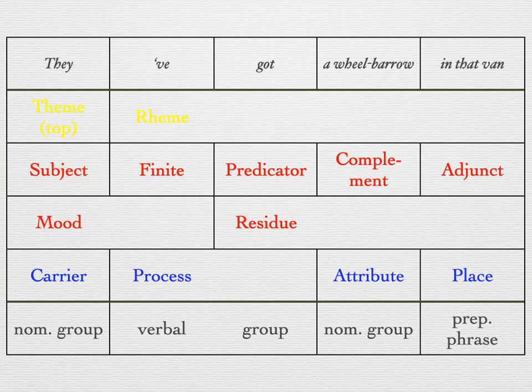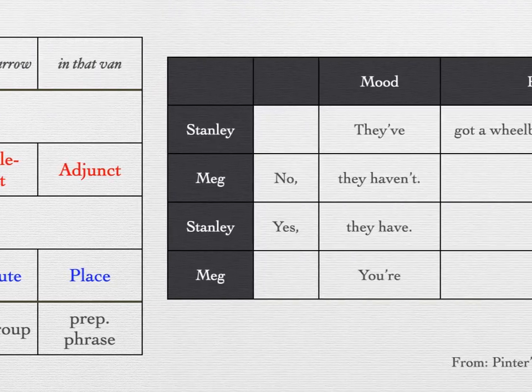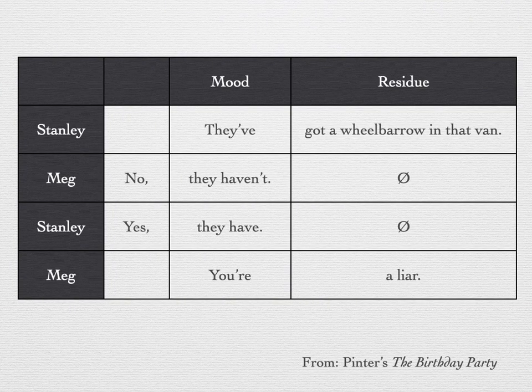Going back to one of our box diagrams, where we show all the three metafunctional strands of the clause, thematic, modal, and transitivity, we're now focused precisely on the mood element. They've got a wheelbarrow in that van. Again, that's the element that is crucial in the negotiation of polarity. And as I already said, once the proposition has been initiated, that part which is continuous can be left out. They've what? Got a wheelbarrow in the van? No, they haven't. Yes, they have. And they ellipt or leave out the residue. Got a wheelbarrow in the van.